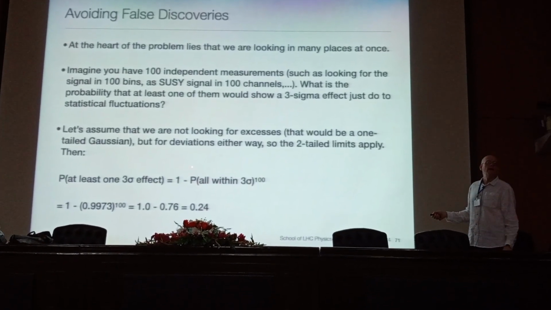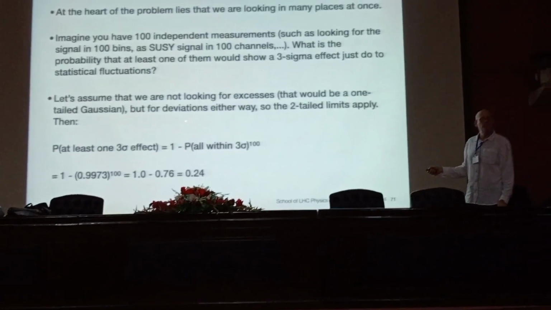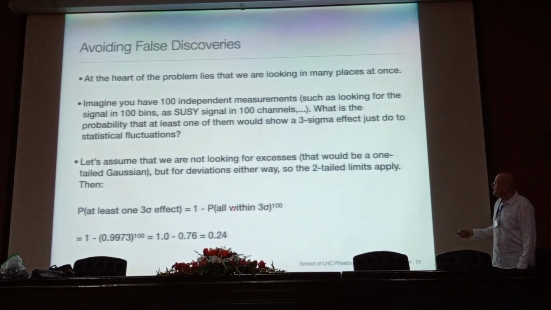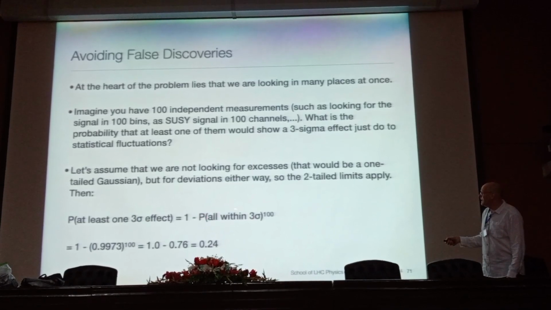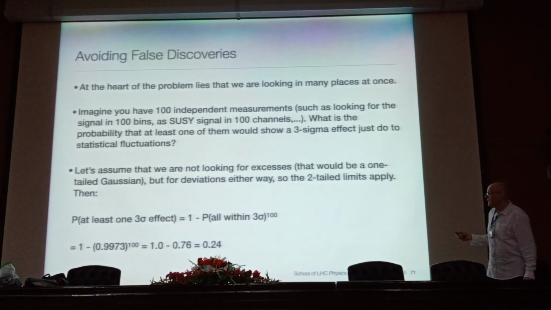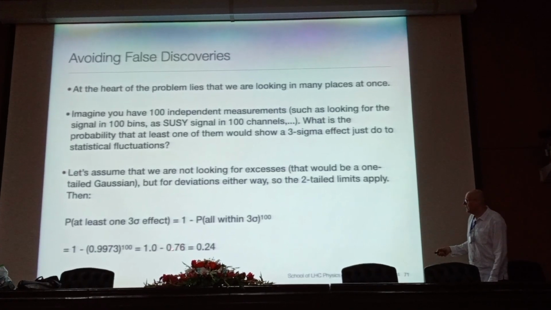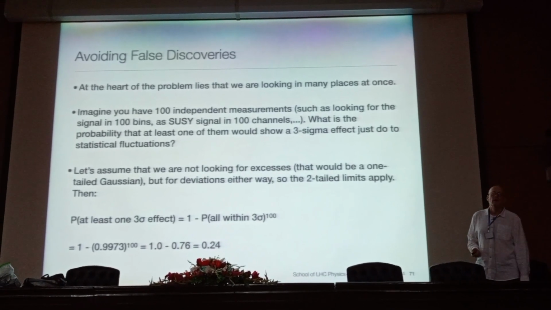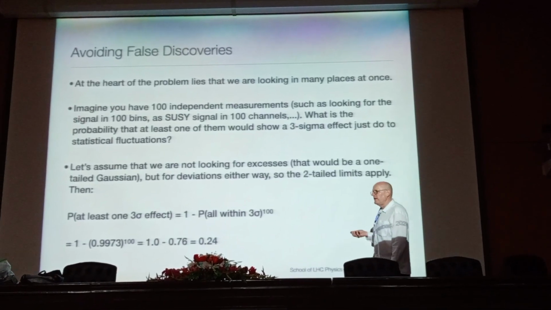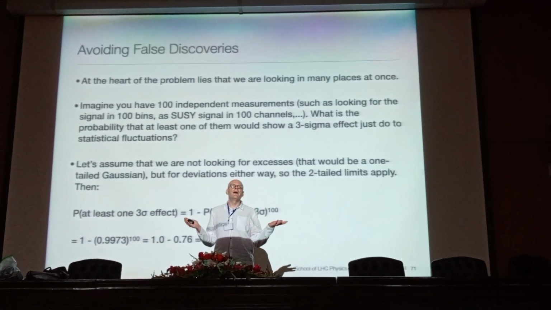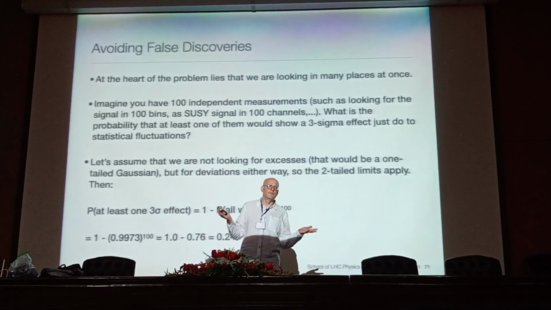That none of them have a 3 sigma effect, right? All of them are within 3 sigma, 1 minus that. And that is the probability that one of them is within 3 sigma to the power of 100. I have a computer, I can calculate this, and that is 1 minus 0.76, that's 24%. Now, the probability of claiming a full discovery of a quarter, that is far too risky. I'm not going to do that.